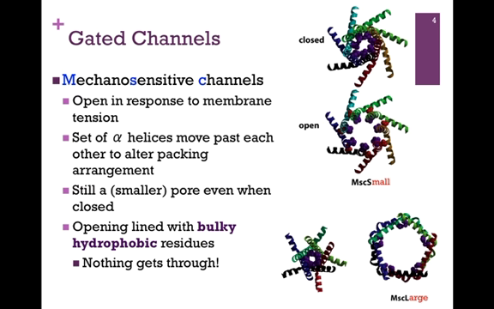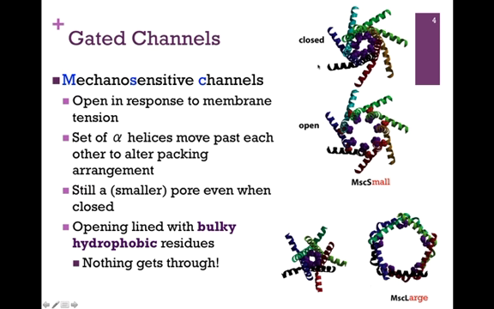Another example of a gated channel is a mechanosensitive channel, and we have that illustration on our slide. They open in response to membrane tension. Similar to the gated channels we just looked at, it's a set of alpha helices that move past each other to alter the packing arrangement, and again they have a closed and open conformation. On the top we have an illustration, a ribbon diagram of a small channel, and on the bottom we have one of a large channel.